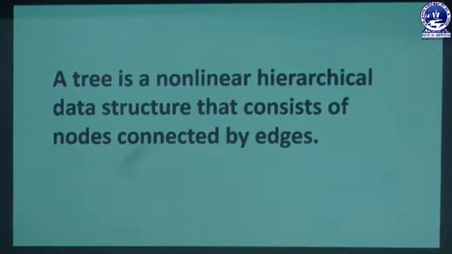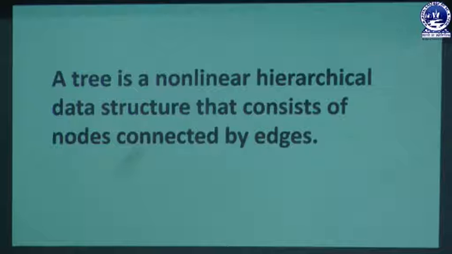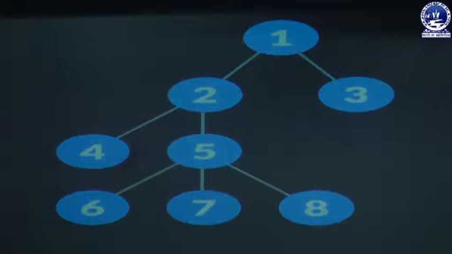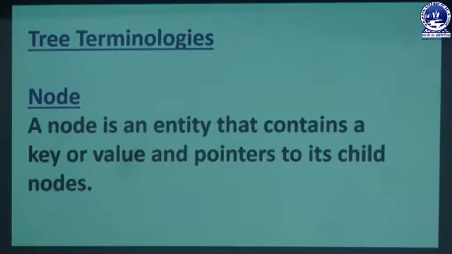We know that there are two different categories of data structures: one is linear and the other is non-linear. Tree is non-linear type. Here I have represented a diagrammatic representation of tree. It consists of number of nodes and edges. The node consists of data and also address part.